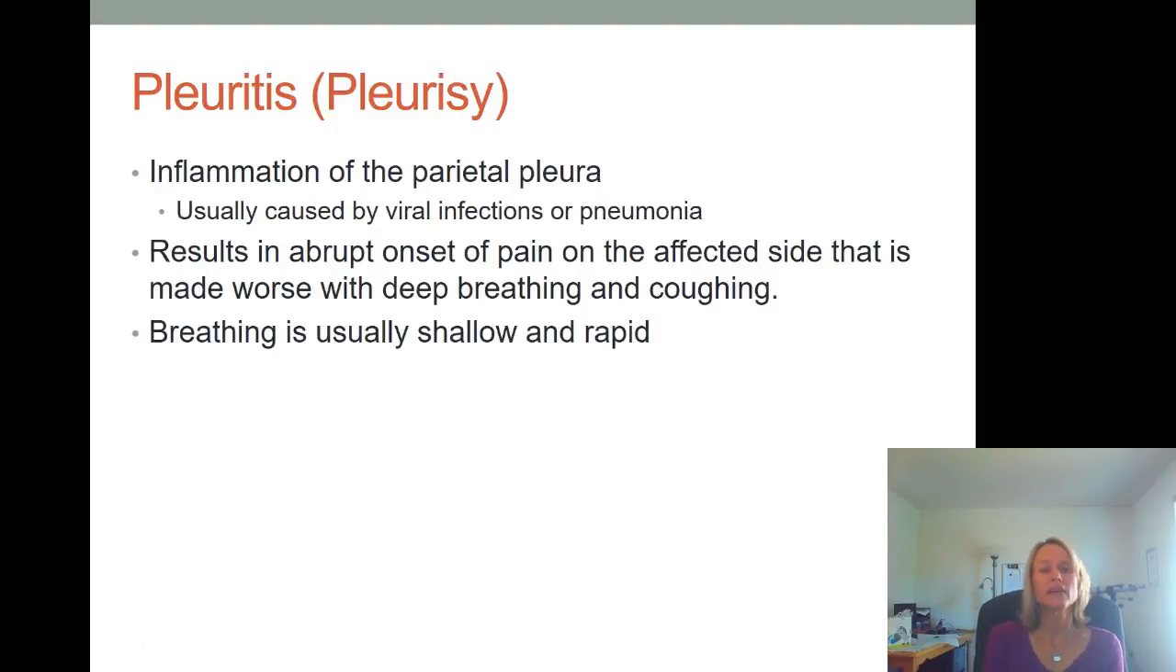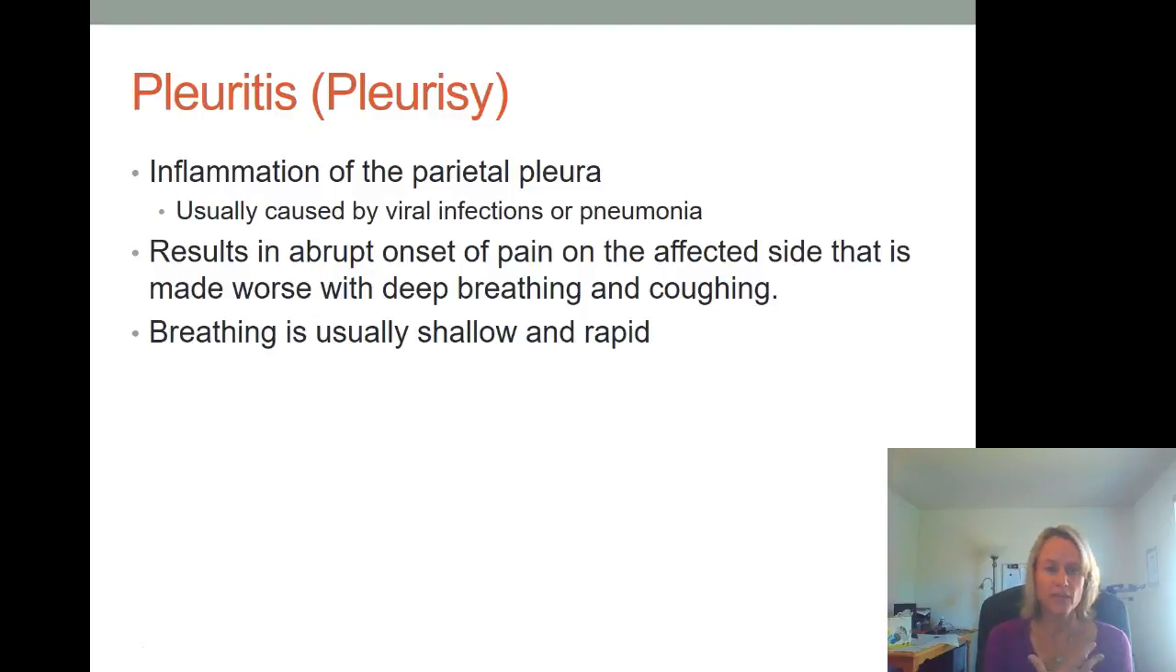Pleurisy is when we have inflammation of the parietal pleura, and this is usually caused by viral infections or pneumonia. And it results in an abrupt onset of pain on the infected side, which is worse with deep breathing and coughing. And this is going to cause breathing to be shallow and rapid.